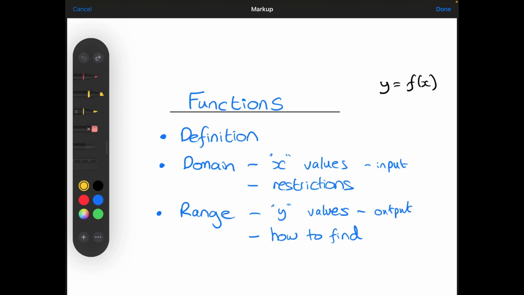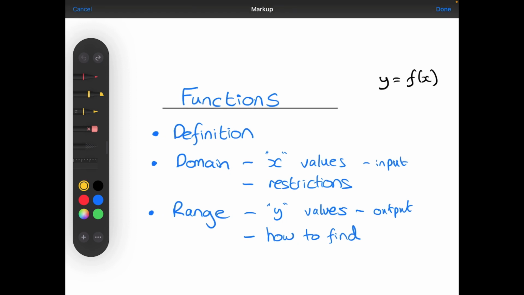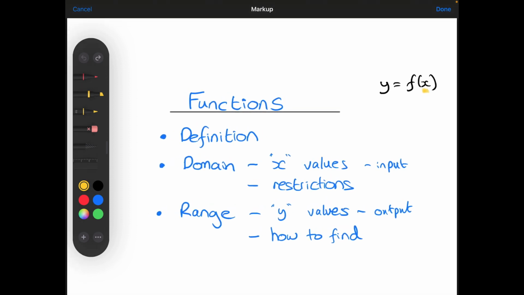I've always just said that they are a rule where we substitute a value of x in and we get a value of y out. We're going to see in a moment that it's not quite as simple as that, and we need to be a little bit more precise with what a function is exactly.